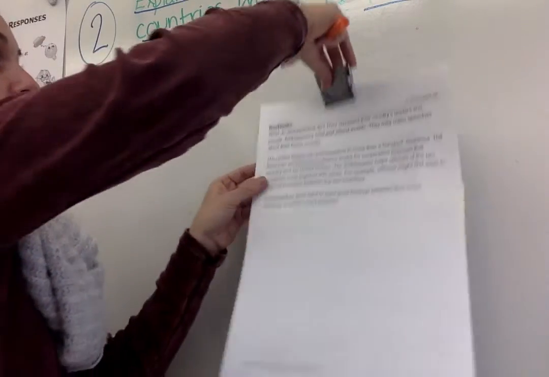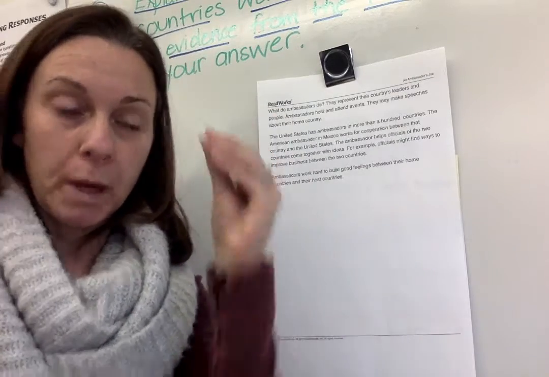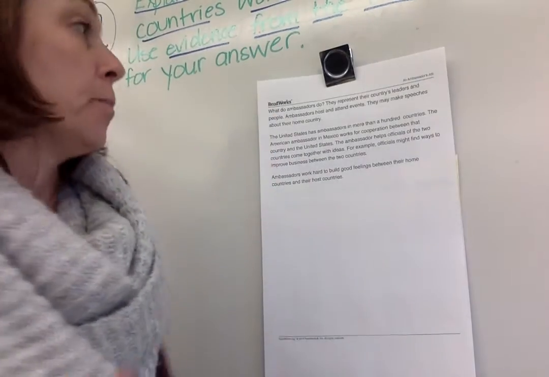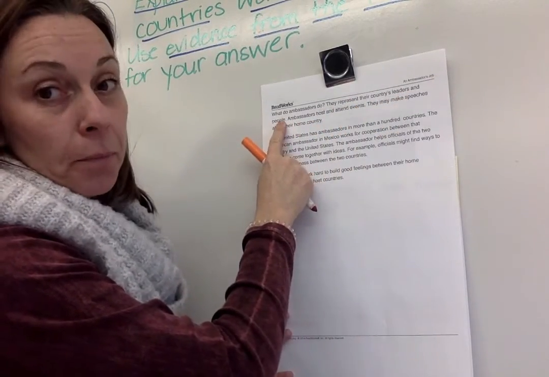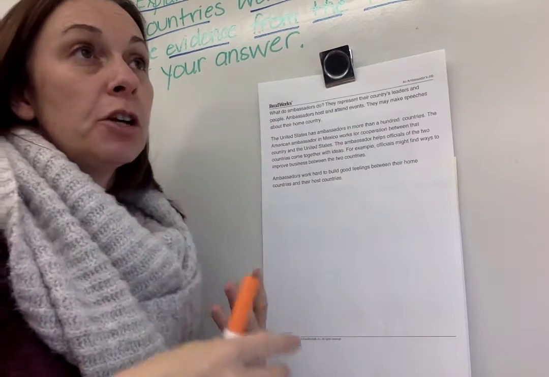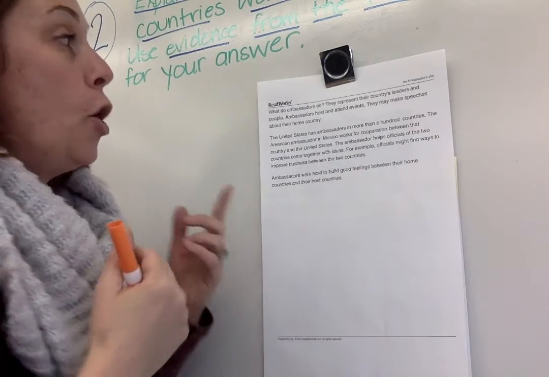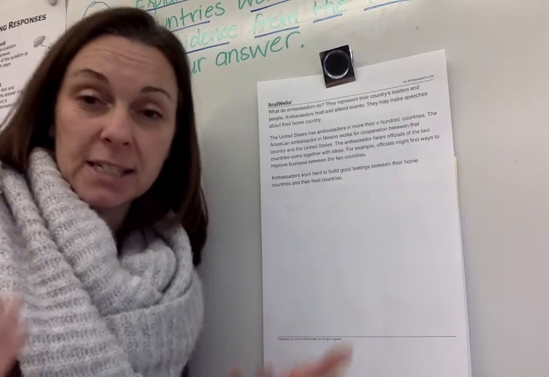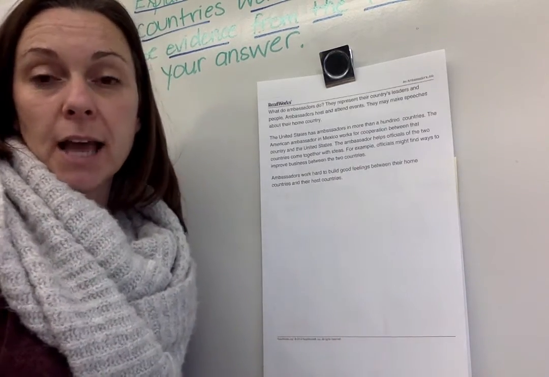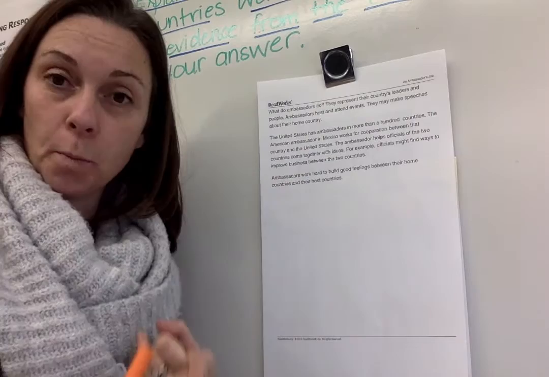So on the next page, let's read on. It says, well, what do ambassadors do? Oh, here we go. We are going to find something out right now. They represent their country's leaders and people. Okay, so I guess maybe they're going to other countries and they're representing what we believe in our country. They host and attend events. Okay, so they have events and parties and gatherings, and they go to these to try to bring together countries. They make speeches about their home country.